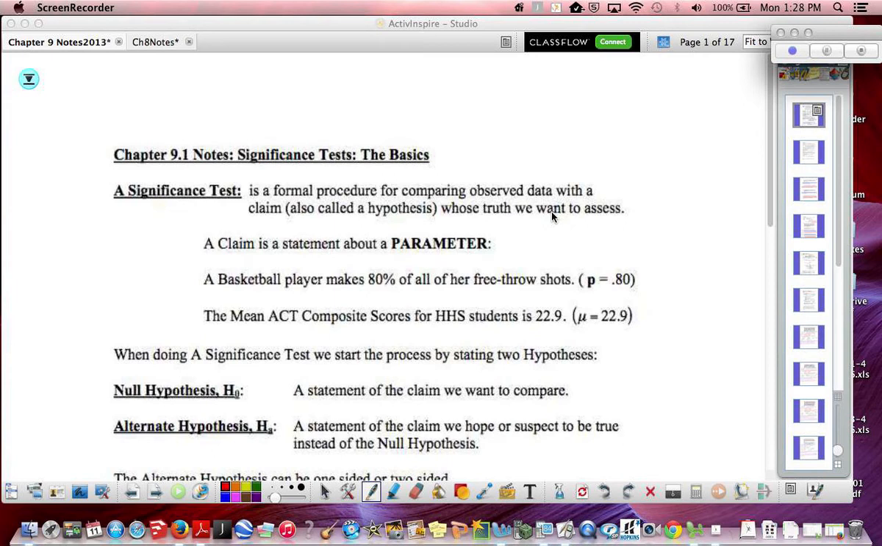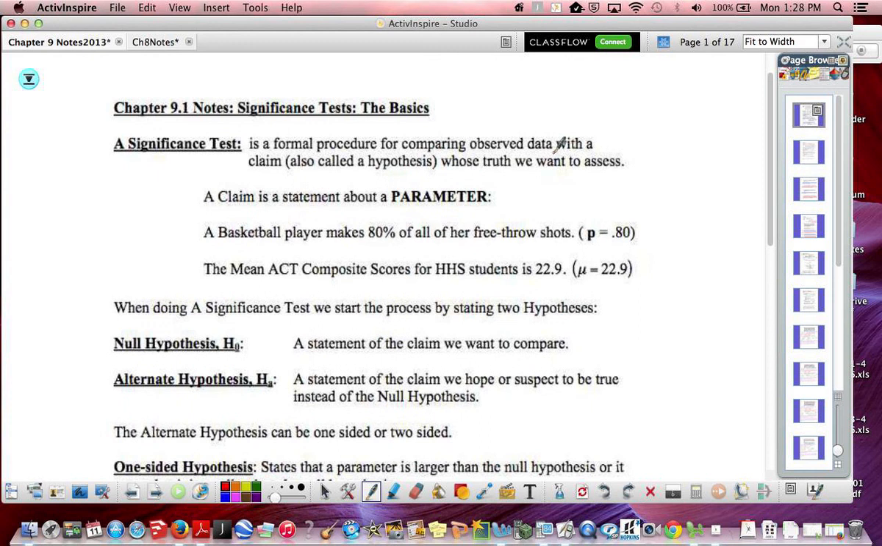So when we do a significance test, as it says right up here definition-wise, you're going to take some observed data. You're going to compare it to some sort of claim. This claim we'll call a hypothesis that we want to assess some truth about. So we believe something to be true. So we're going to collect a sample and see, hey, does that sample seem to support that truth? Or does it seem to say something's wrong?